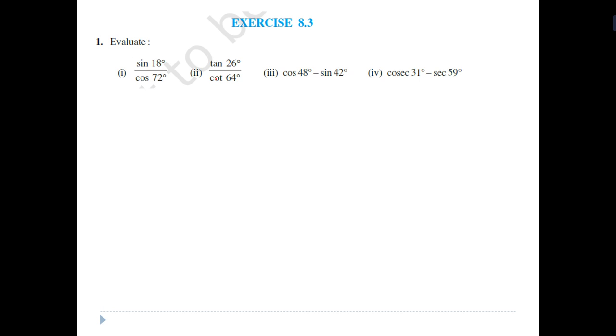Second question, we can do the same thing. Now third, cos 48 degree minus sin 42 degree. Cos, I have to write as sin 90 minus 48. Only one degree you have to change. Don't change both the degrees, then we cannot get the answer. So sin 90 minus 48, that is cos 48, because cos 48 means sin 90 minus 48, which means sin 42.